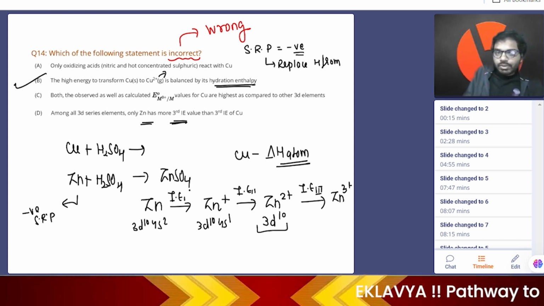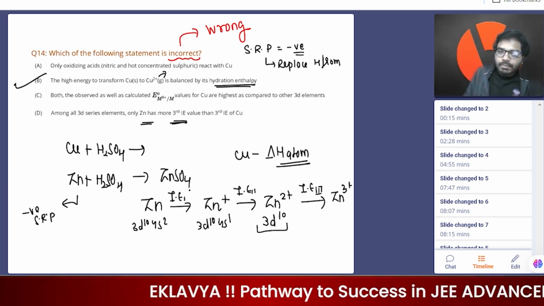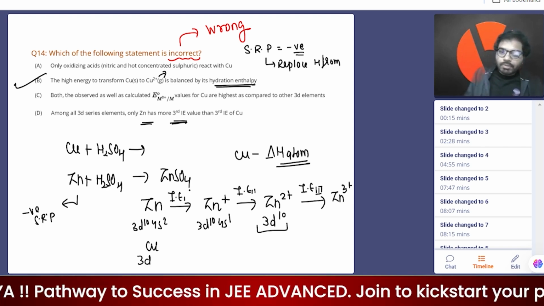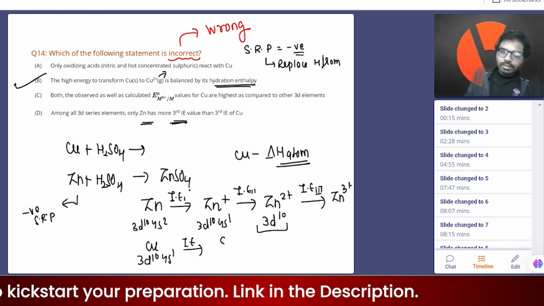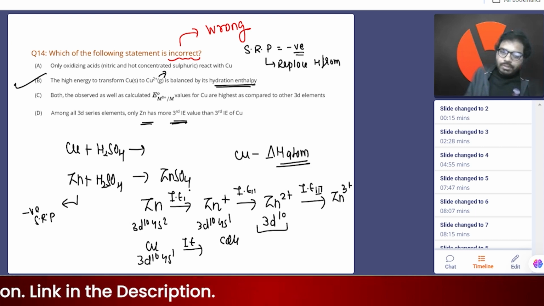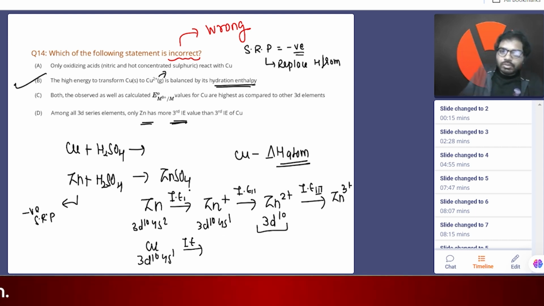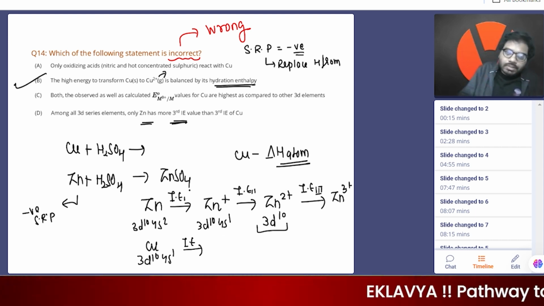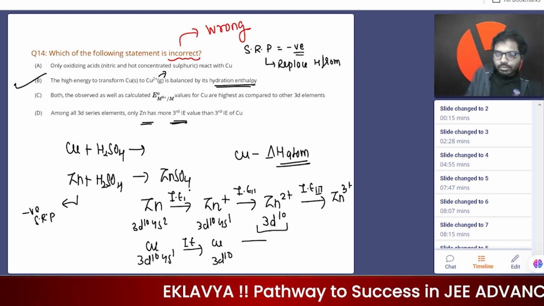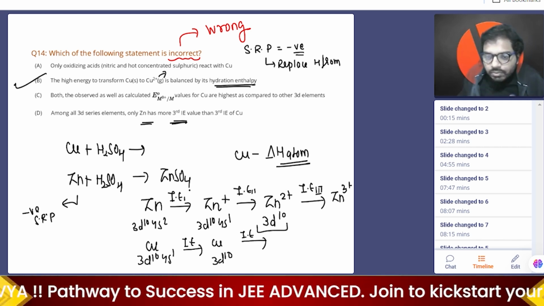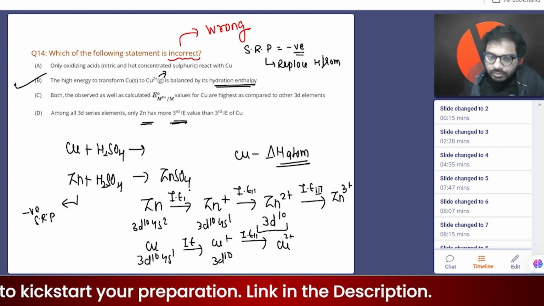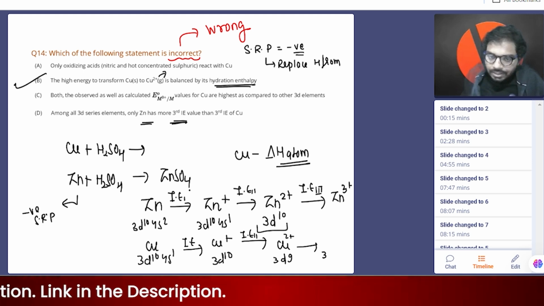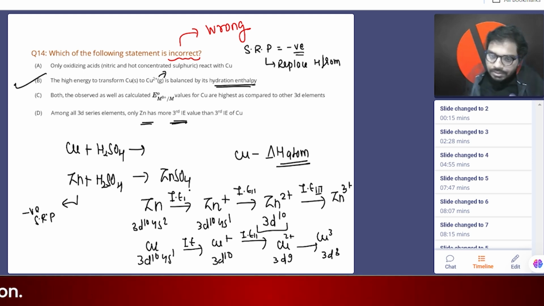So what they are saying is only zinc has a higher third ionization enthalpy than the third ionization enthalpy of copper. For copper we can check, it is 3d10 4s1. If we remove one electron, what will be the configuration here? It will become 3d10. Then we remove one more electron, the second ionization enthalpy. It will become Cu positive and it will become 3d9. And then the third ionization enthalpy is 3d8, and this is the Cu positive.